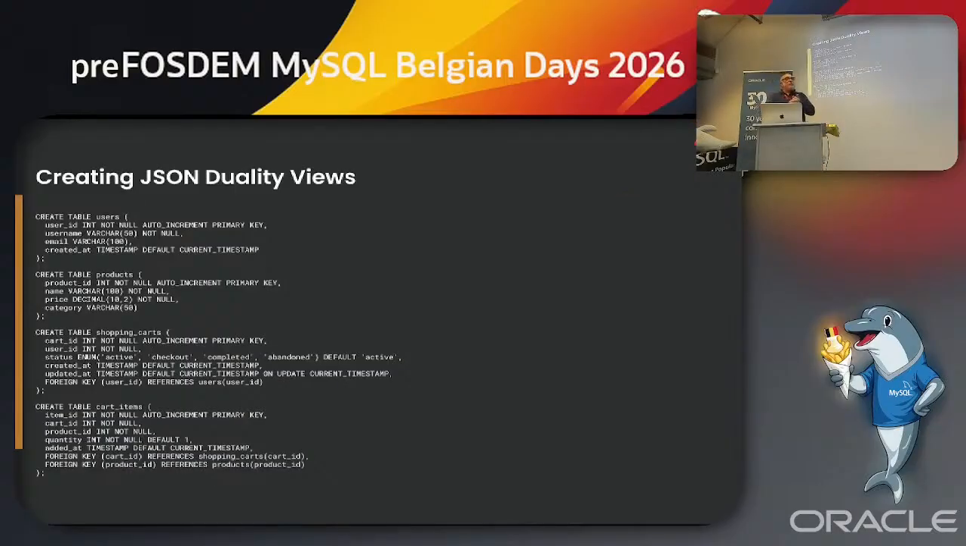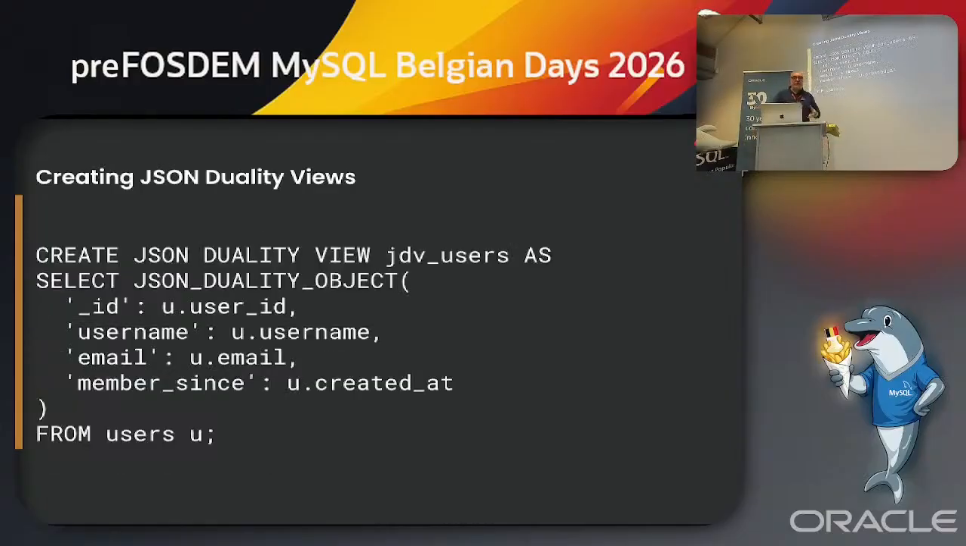So how do we create a duality view? Here we want the full structure, fully relational. We have users, products, shopping carts, and cart items. So it's easy. The shopping cart belongs to a user. In the items, we have products.